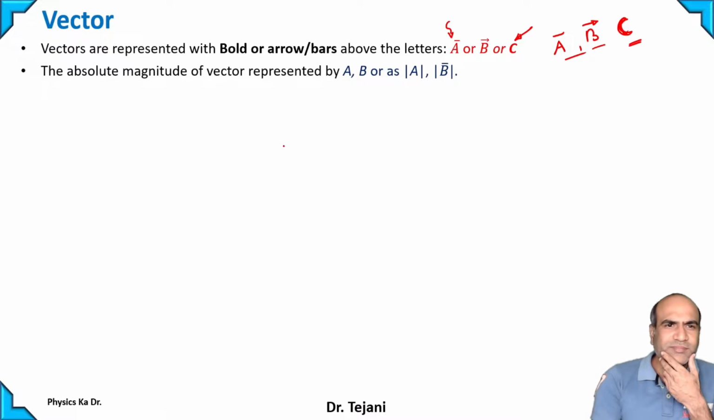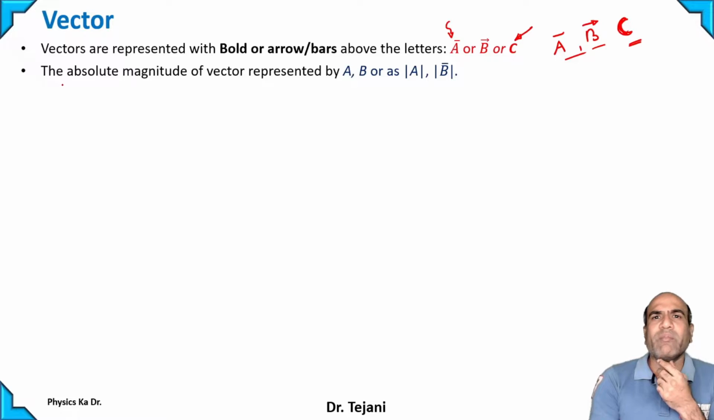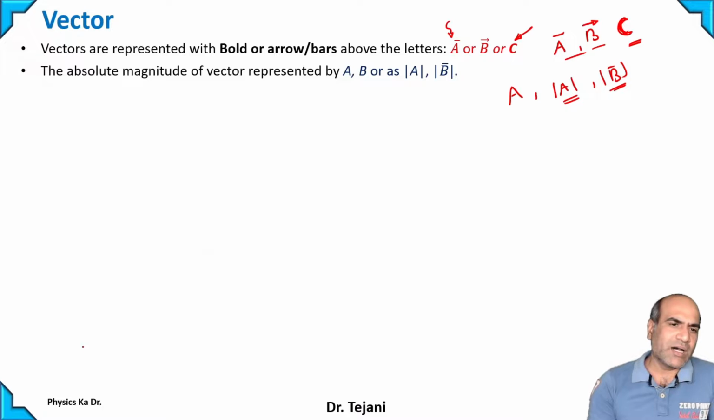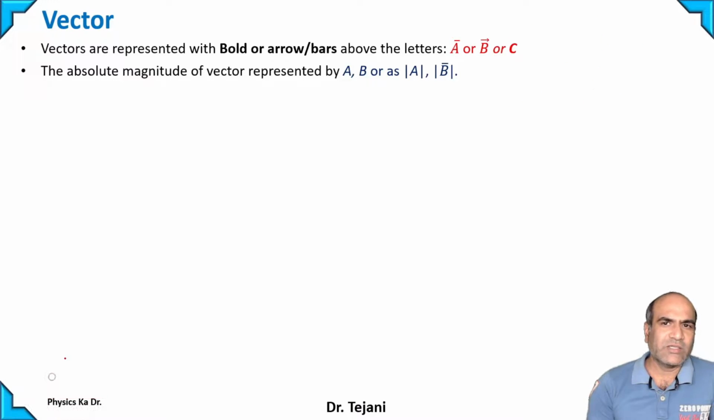Next is the absolute magnitude of a vector. That means if you are talking only about magnitude, it is represented by either the letter A, or we can use the mode of A. These two lines are known as mode, or you can also use mode with the bar symbol.